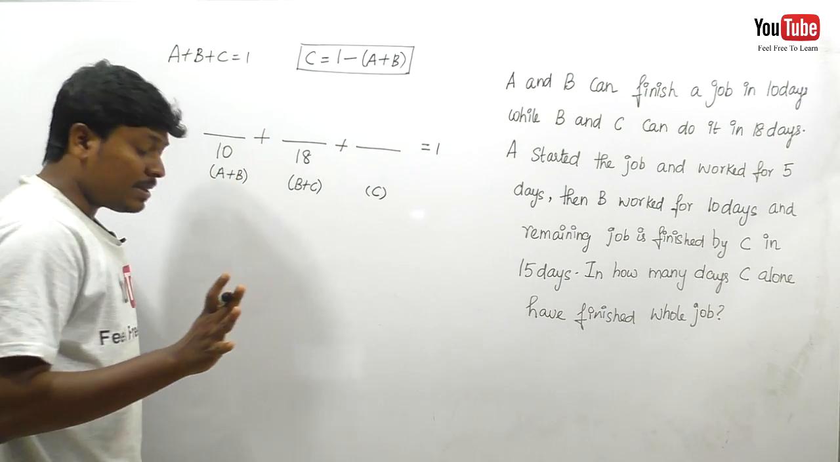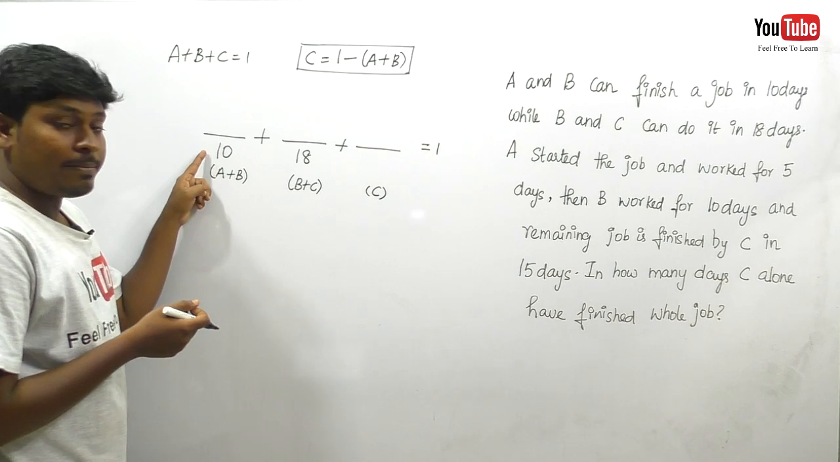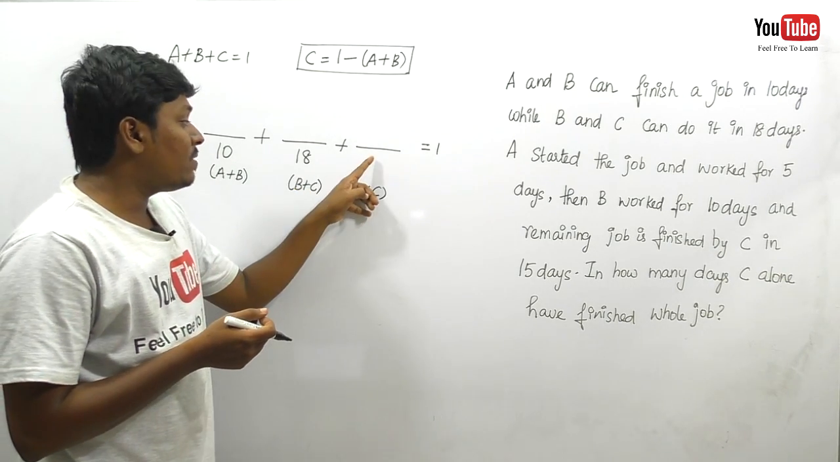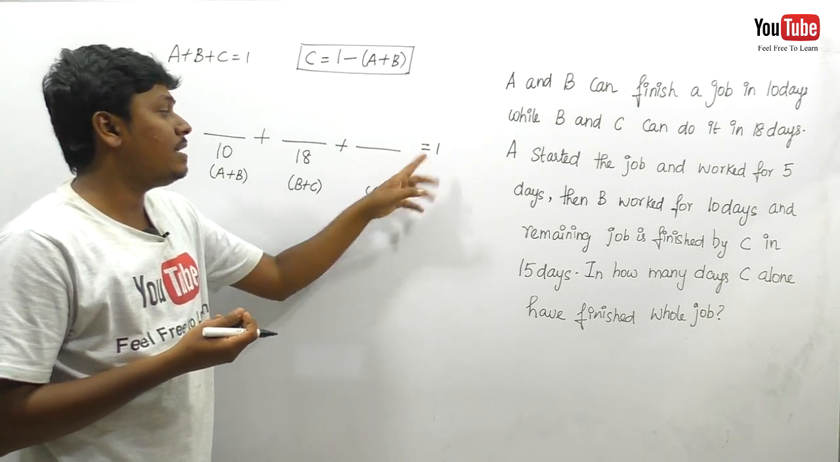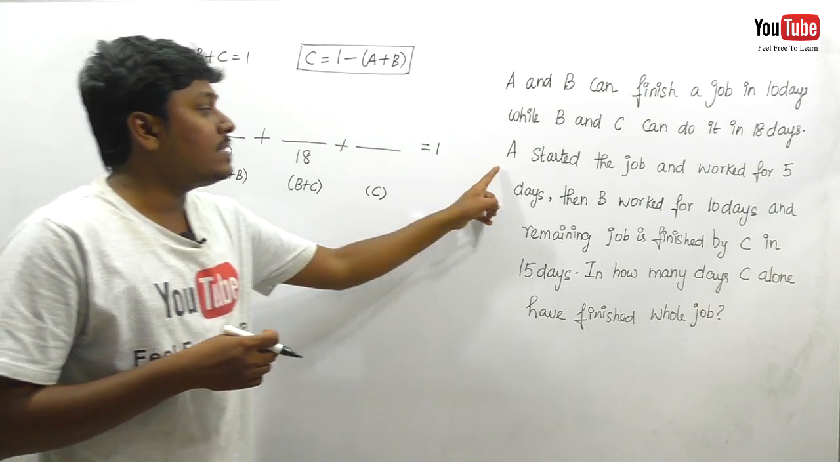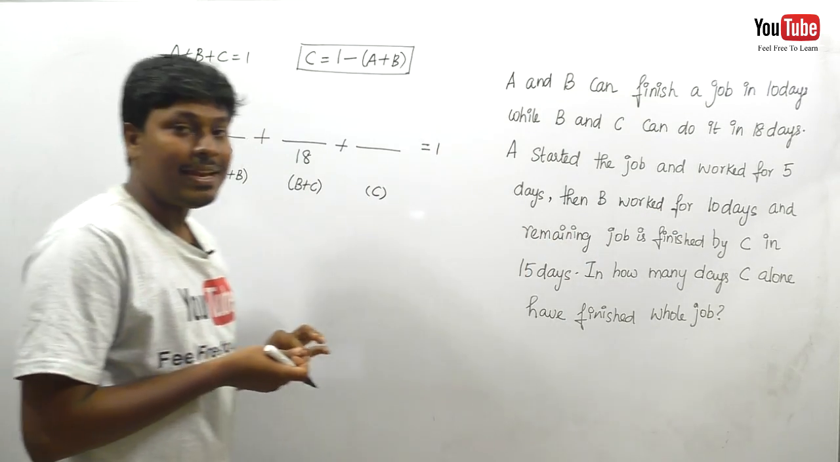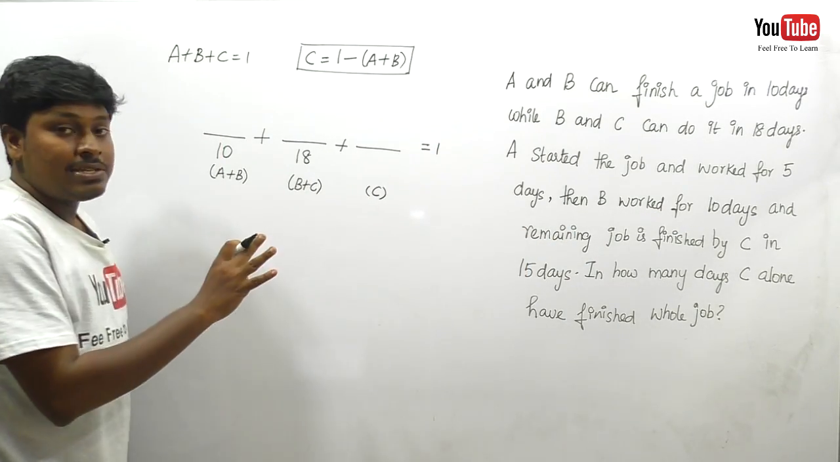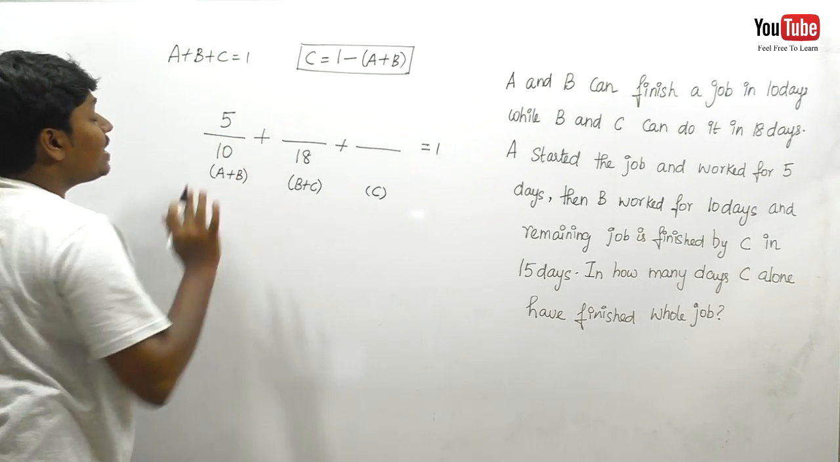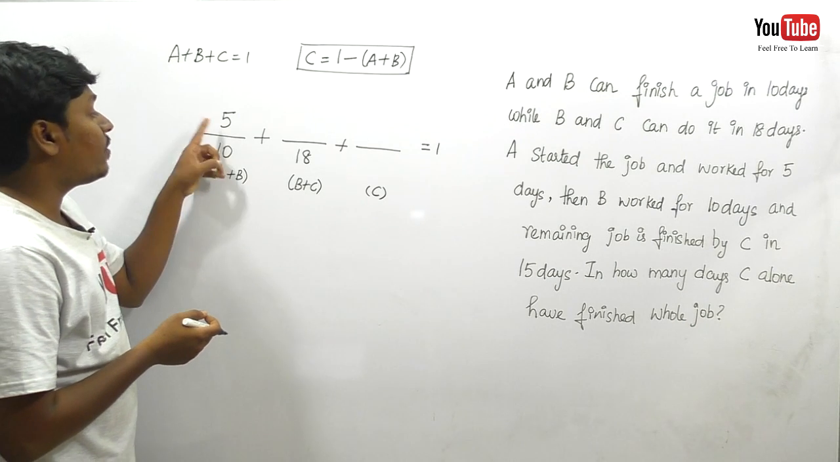Friends, clear on the concept? A plus B can do a job in 10 days, B plus C can do a job in 18 days, but C alone, we don't know how many days C alone has worked, but equal to 1. After writing this, let me move on to the question. See here, friends, A started the job and worked for 5 days. So A is starting the job and he is working for 5 days. So I am just putting 5 here. Why 5 here? Because A is working for 5 days.